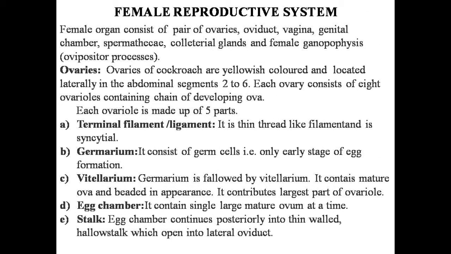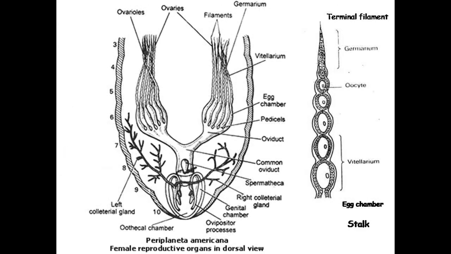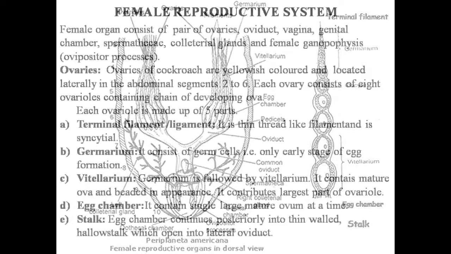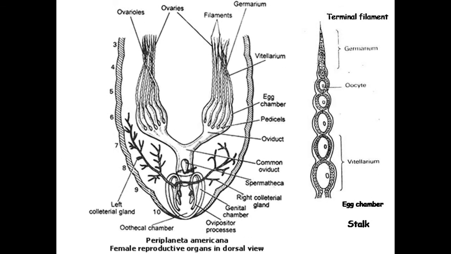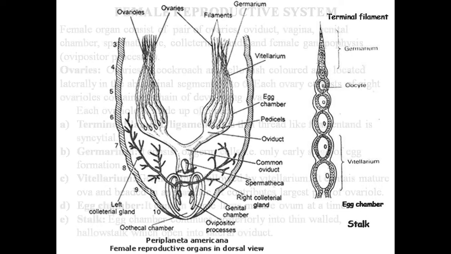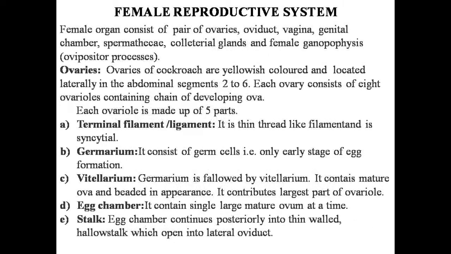Each ovary consists of 8 ovarioles containing a chain of developing ova. Each ovariole is made up of 5 parts. The first part is the terminal filament or ligament. It is a thin thread-like filament and it is syncytial, having many nuclei.